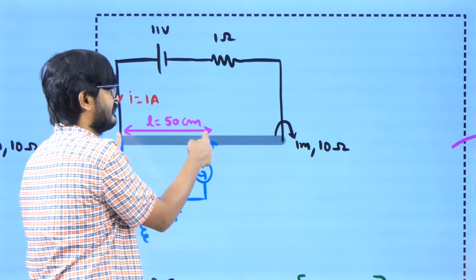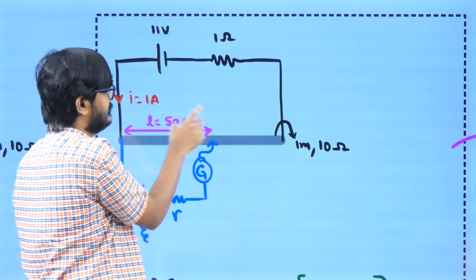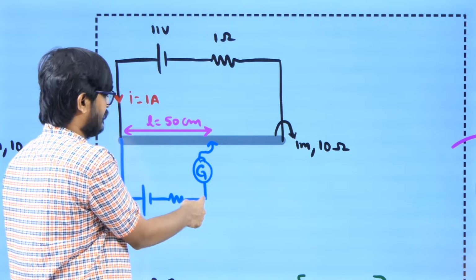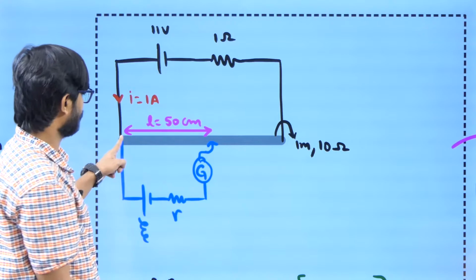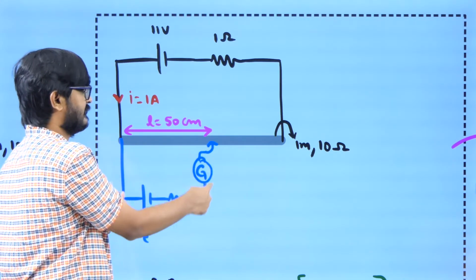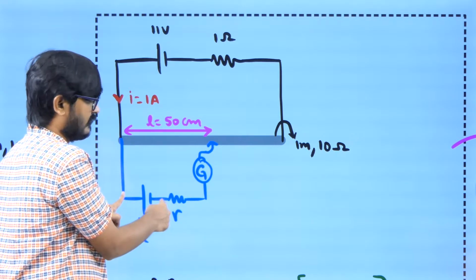So if this length is 50 centimeter, I can find the potential difference easily, which is going to be I into rho L by A, which is 5 volt. If this is 5 volt, then this potential difference has to be 5 volt. Let me say this is A. If this potential is A, then this potential has to be A because it's a resistanceless wire. If this is B, then this has to be B because no current is flowing.